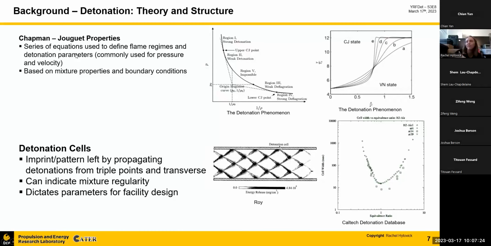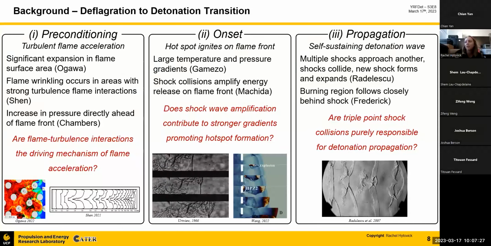That said, after a quick background, here's our motivation and why we want to study these things. For preconditioning, there's been some recent work that has shown significant expansion in flame surface area. There's been a lot of flame wrinkling occurring with strong turbulence flame interactions. And we've noticed in previous work an increase in pressure directly ahead of the flame. So we want to know, are flame turbulence interactions the driving mechanism of flame acceleration, and how is it causing flame acceleration? Why are we seeing flame acceleration in some cases, but not in others?